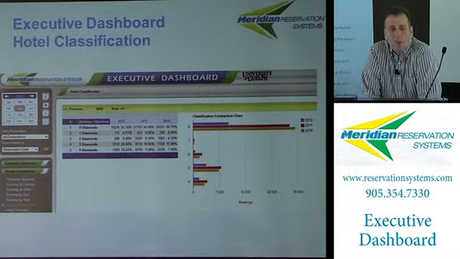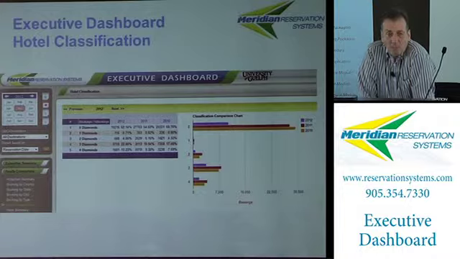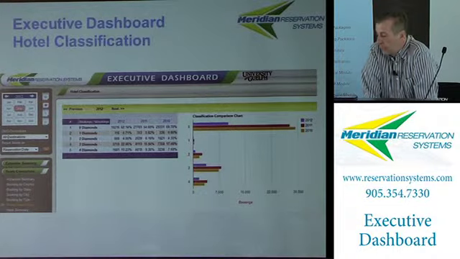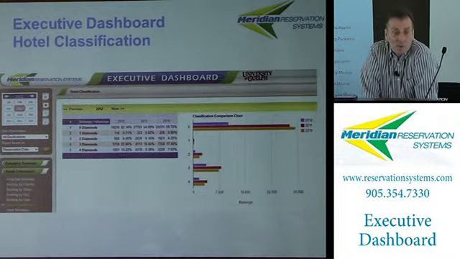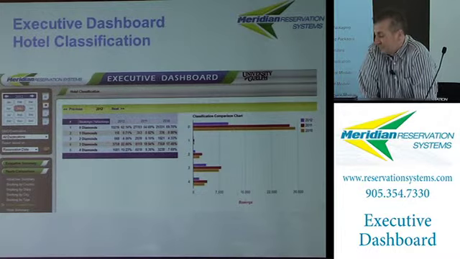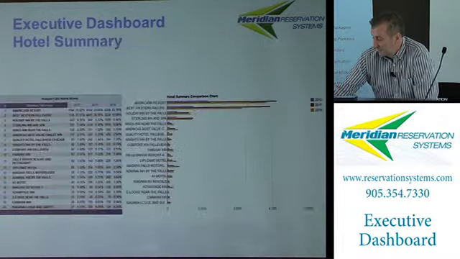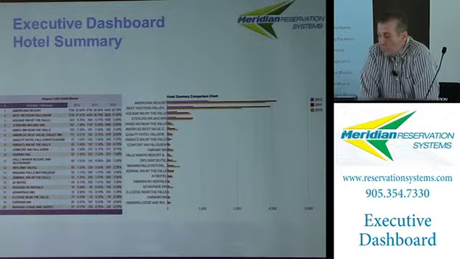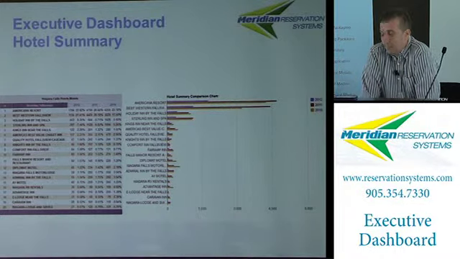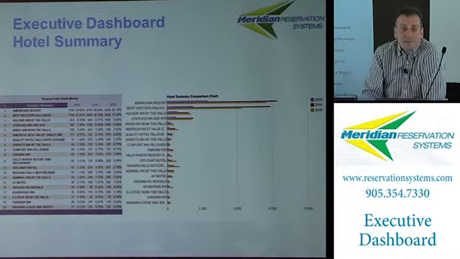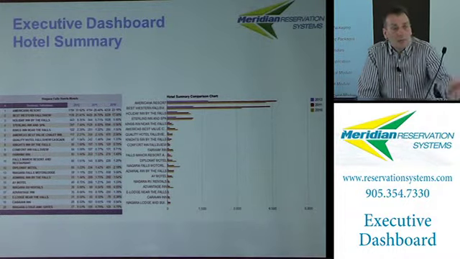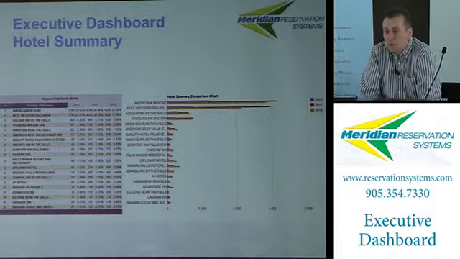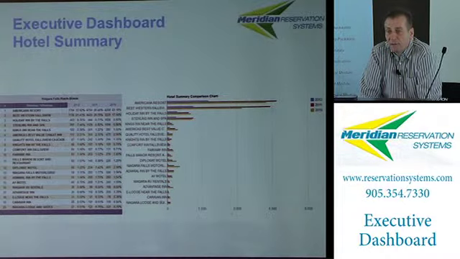Hotel classification, what's the most popular type of properties being booked at the respective properties? In diamonds, it's usually rated based upon the CAA ratings. For your specific DMO, a hotel summary. So, for example, if Joel's in his meeting or Candace is in her meeting with all her hoteliers, she can do a snapshot of this.